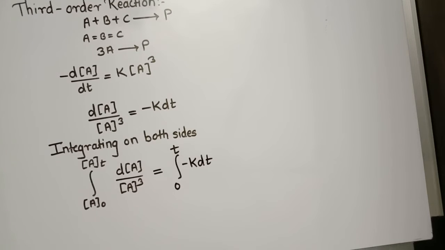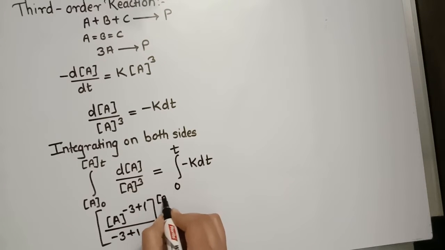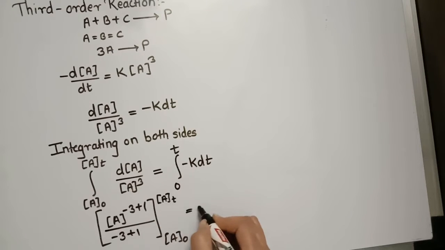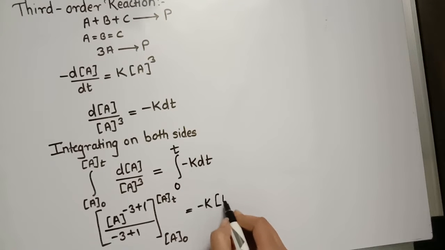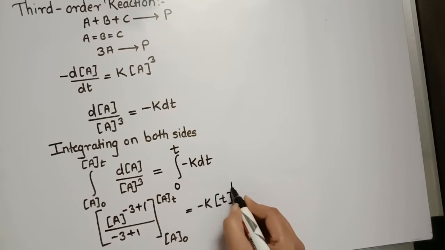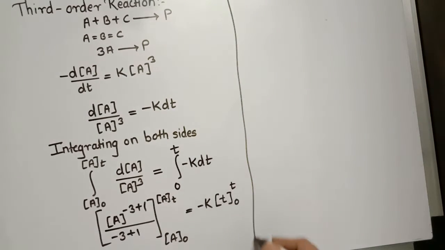Now the integration of this will be like this: concentration of A raised to minus 3 plus 1 upon minus 3 plus 1, with the integration limits from A naught to A t. This is equal to minus K outside, and the integration of dt is t, with limits from 0 to t.